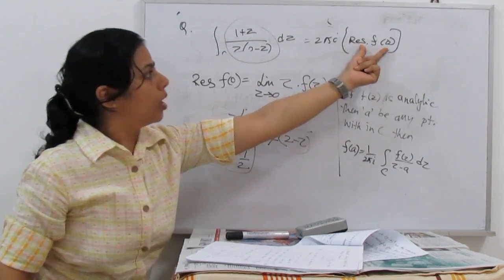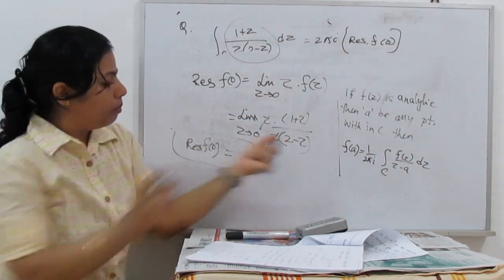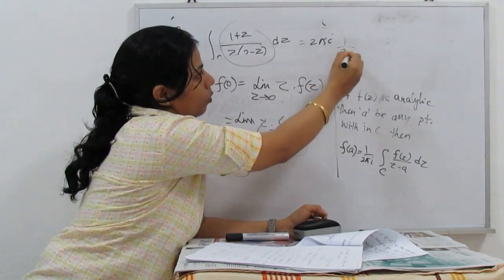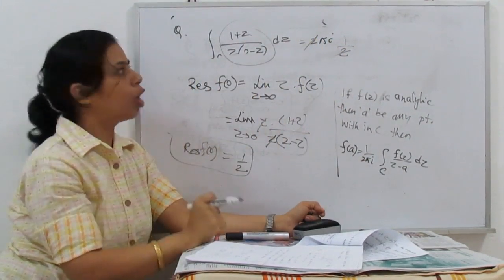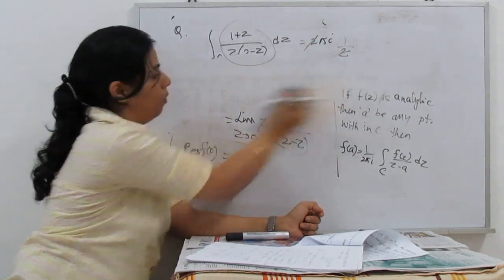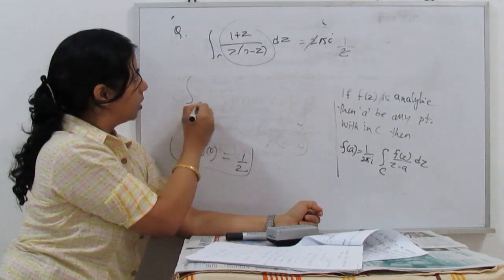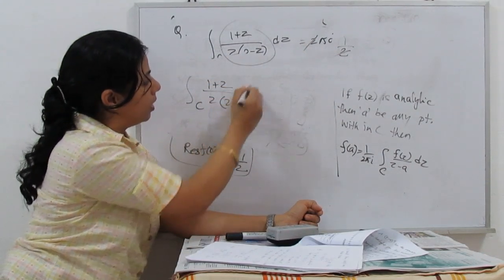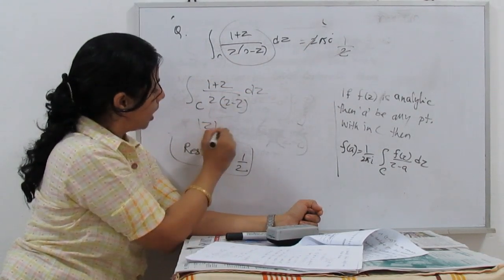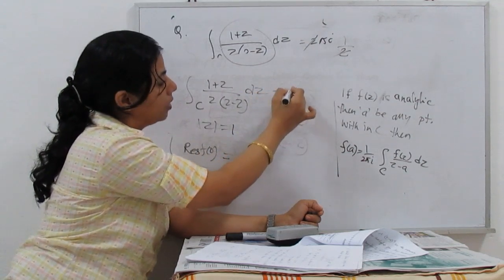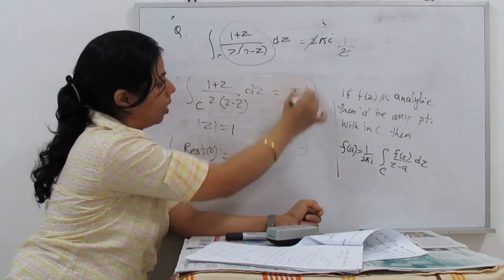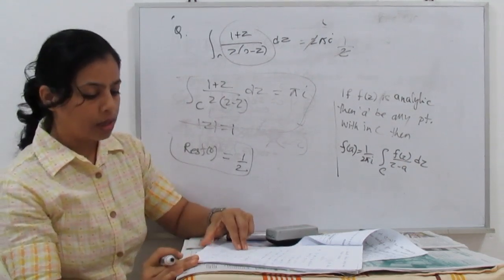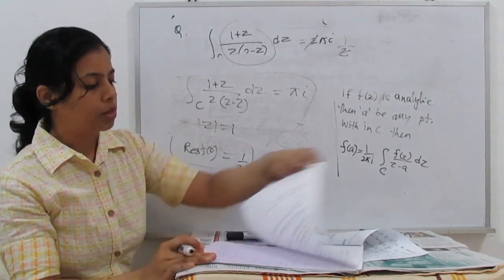I substitute here the value 1 by 2. So it becomes 2 pi i times 1 by 2, and the 2 cancels. So what is the solution for the given integral? The integral of (1 plus z) upon z(2 minus z) dz, where modulus z equal to 1 is the circle, is given by pi i. So this is how to solve the integration with the help of this theorem.